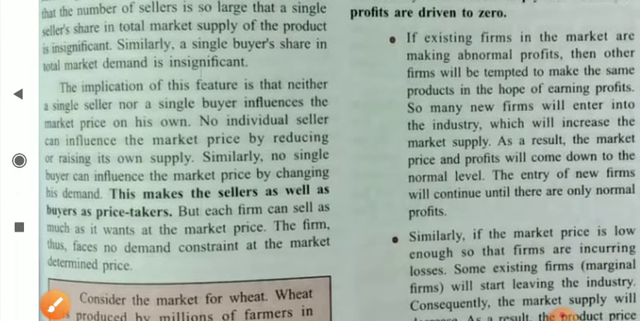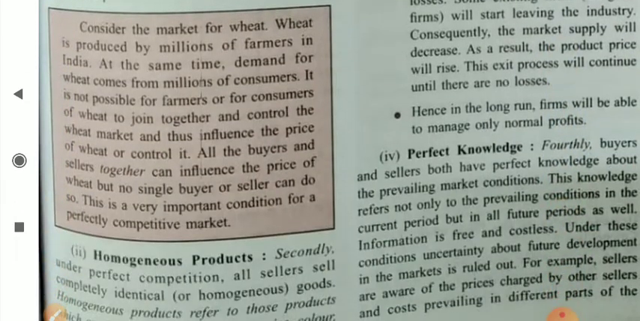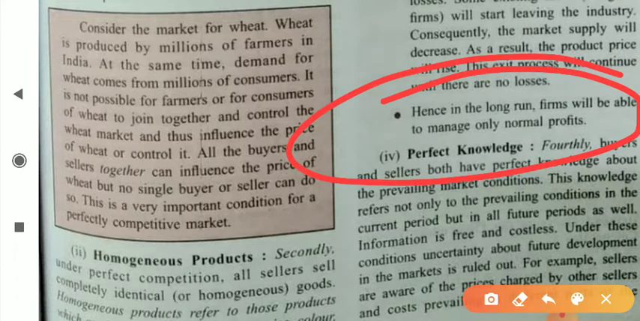Dear student, this is the important point: in the long run the firm will be able to earn only normal profit. In this type of competition, the long run means a period of more than 1 year, and the firm is able to manage only normal profit. They will not earn super normal profit, they will earn only normal profit.